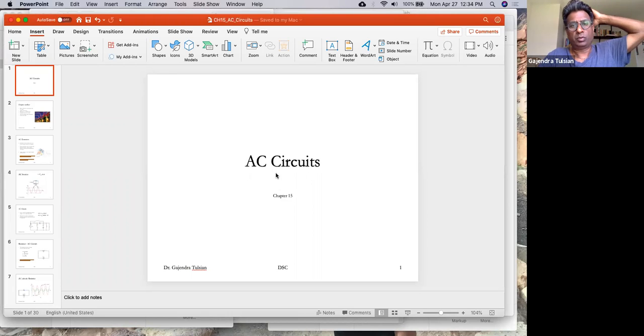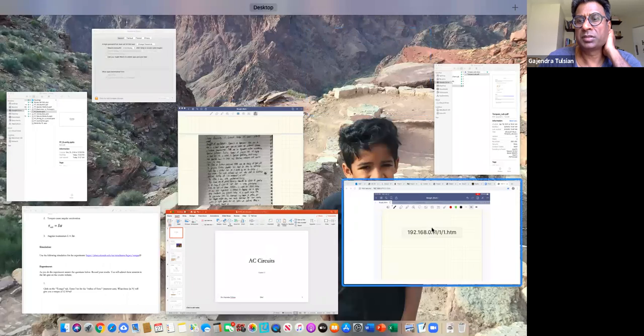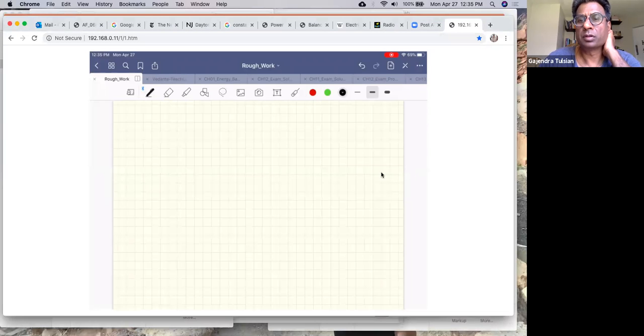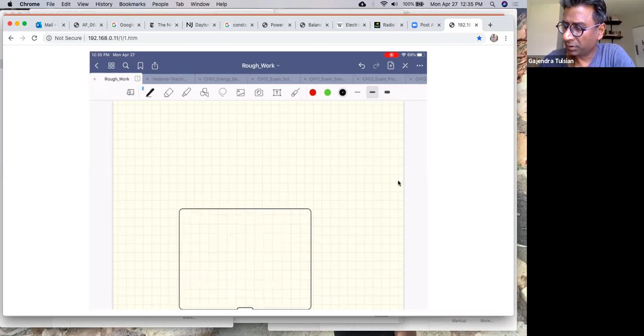Okay, so today what we're doing is we'll talk about AC circuits. And so before we do this, let me review a couple of things about DC circuits. I'll draw a simple DC circuit. So here's a very simple DC circuit.